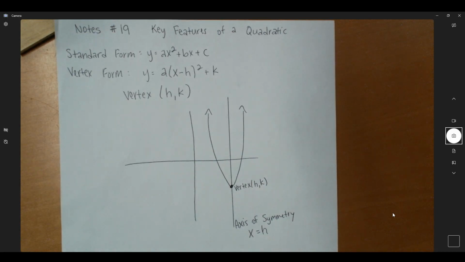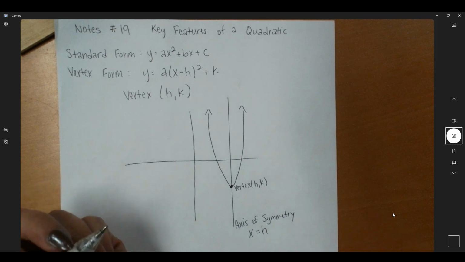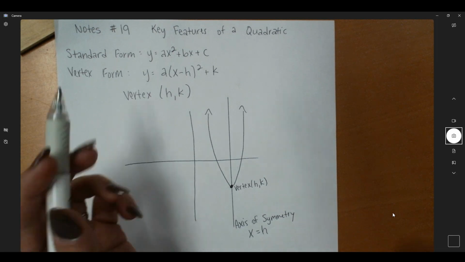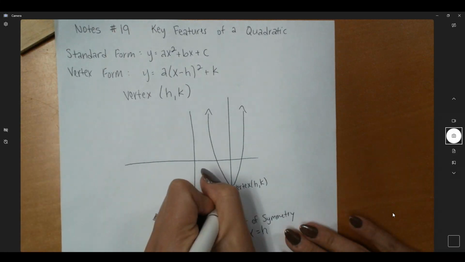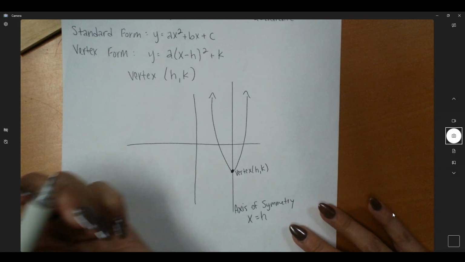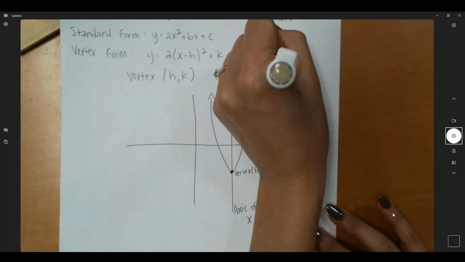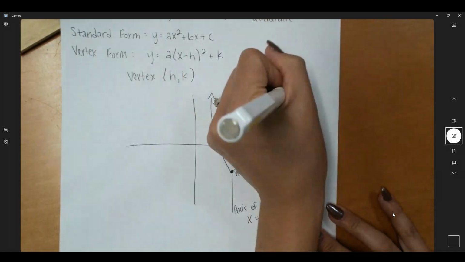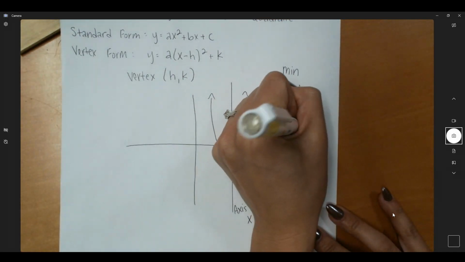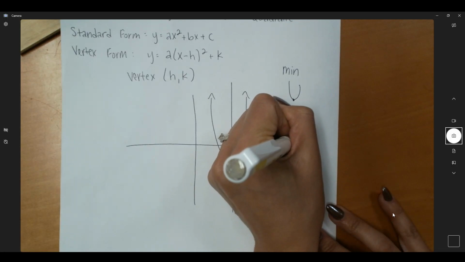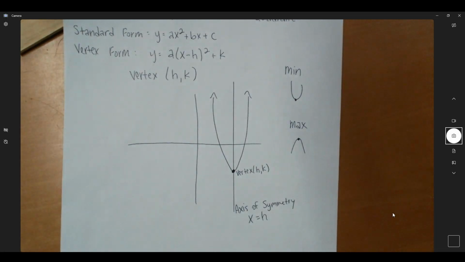Okay, so min or max will be if your parabola is a happy face like this, then down here, that's going to be your minimum. So if you have a min, it's going to be like that. And if you have a max, it's going to be a downward parabola, so a sad face parabola.